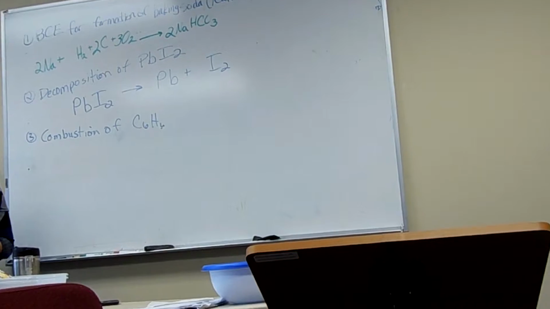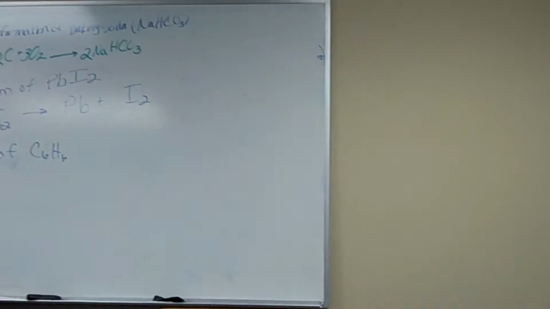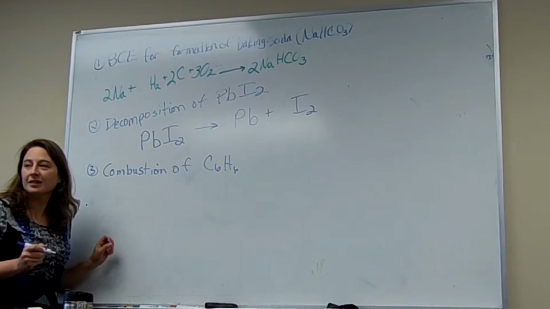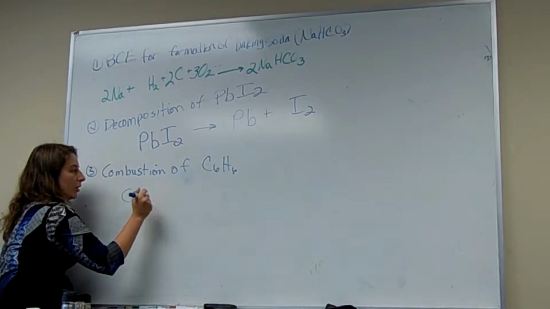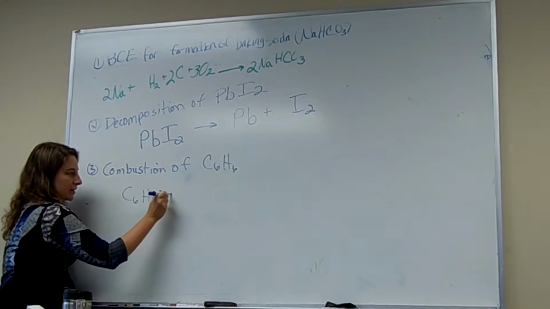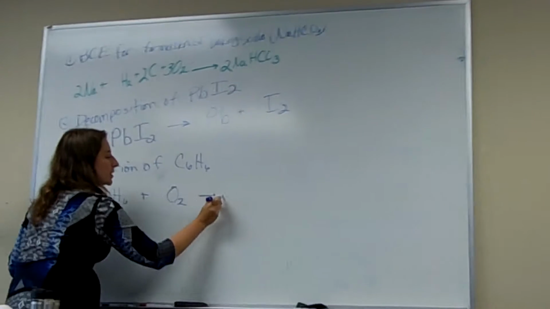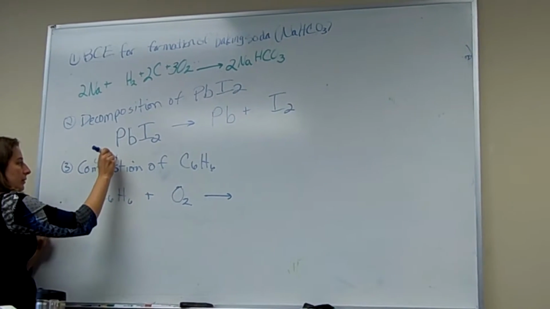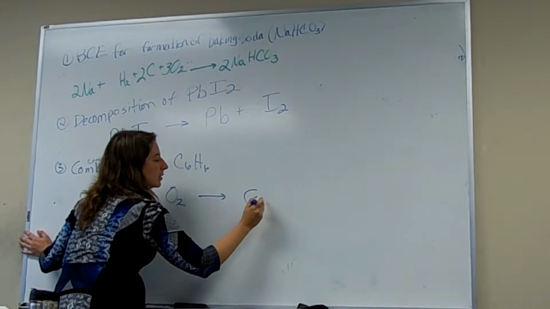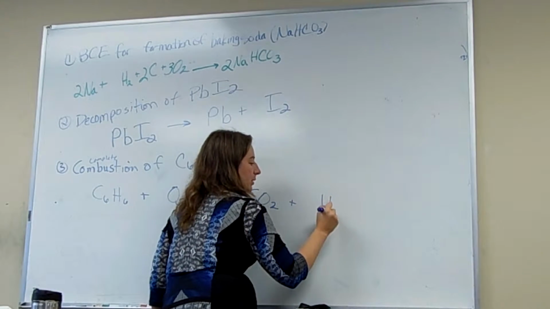Okay, who'd like this one? Alright, Saul. Well, since it's combustion, we need to add oxygen. So we add O2. Always you have the thing you're combusting and the other reactant is oxygen. And what do you always make if it's complete combustion? Carbon dioxide and water. Always make carbon dioxide, always make water.